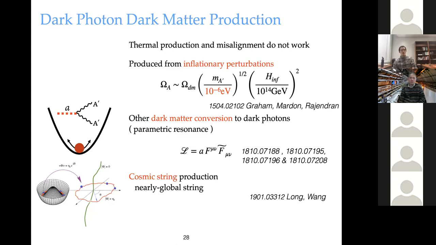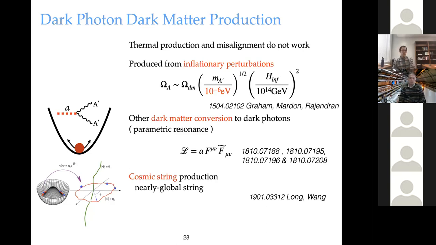And misalignment usually works for the axion. The axion just misaligns, gets some spectrum, some offset during inflation, and can contribute to the dark matter relic abundance today. But this doesn't work for the vector because the vector redshifts as a to the minus 2 during inflation. But they can be produced from the inflation perturbation of A prime, especially the longitudinal mode. They can explain the dark matter relic abundance if the mass is 10 to the minus 6 eV or larger.